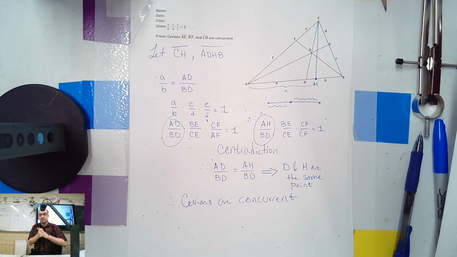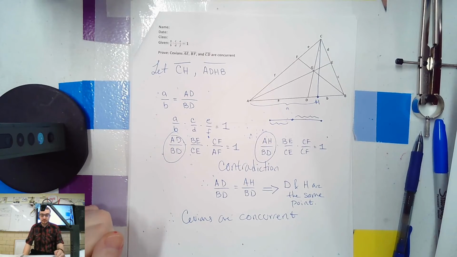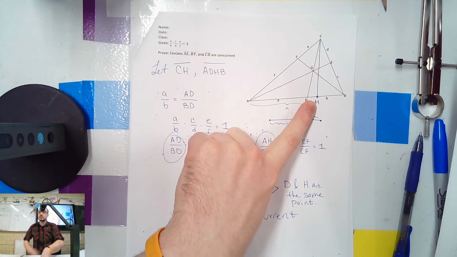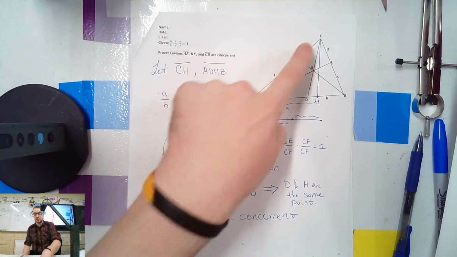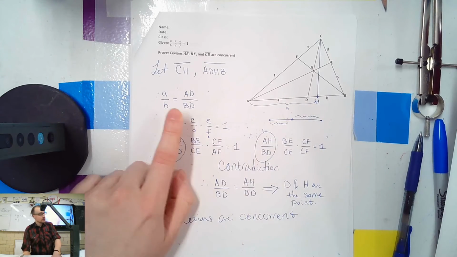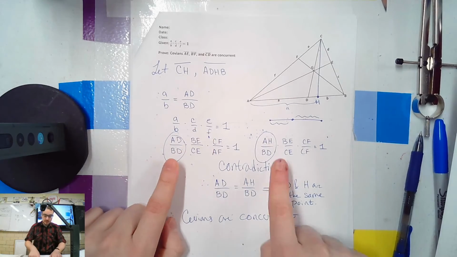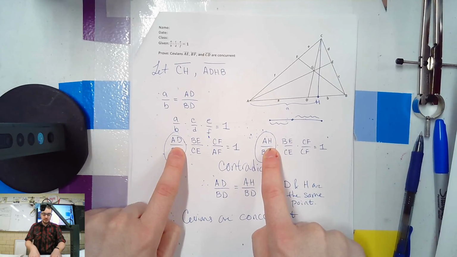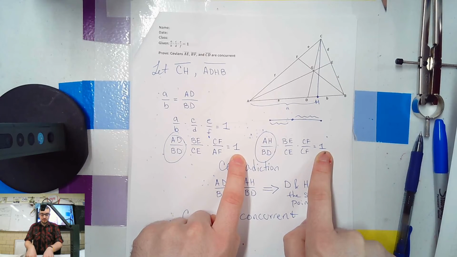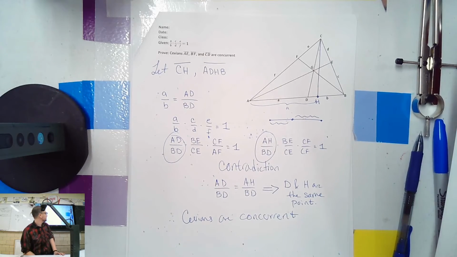I know this is a little weird, but the good news is that it's not a lot of writing. Create a contradiction, right? Create your other Cevian. Say, hey, if it doesn't matter where the Cevians are, I'll move it over here. Write stuff you know, and show your contradiction. I can't have two different things equal the same thing. So that must be the same, which means the points are the same, which means they're concurrent.